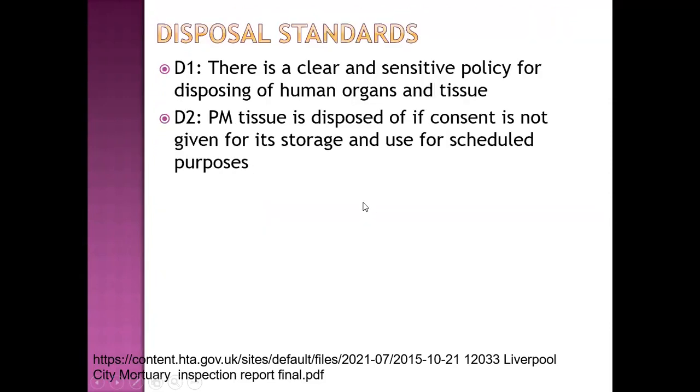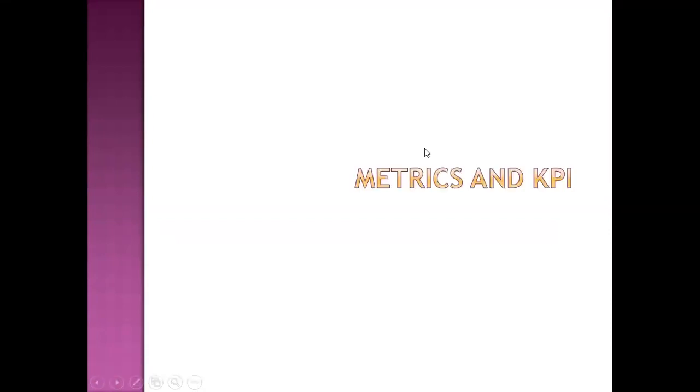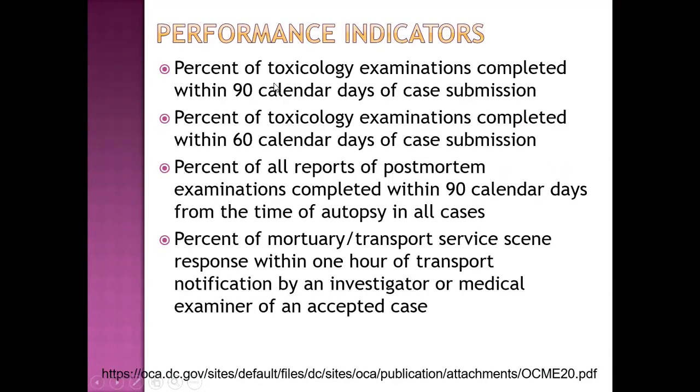Then the standard on disposal. There is a clear and sensitive policy for disposing of human organs and tissues. PM tissues is disposed of if consent is not given for its storage and use for scheduled purpose only. Now about performance indicators. So these are certain performance indicators I have taken from this internet resource.